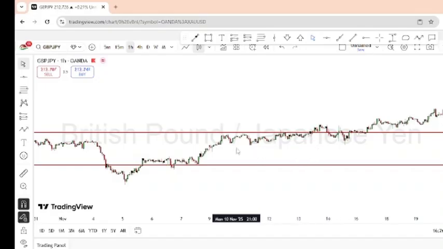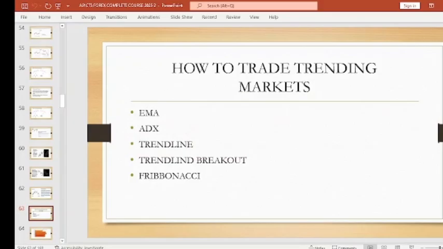Okay, so what I'm going to be sharing with you next, later on, is on this slide here: how to trade a trending market, uptrend and downtrend. I'm going to be teaching you EMA, ADX, trend line breakout, and Fibonacci retracements.